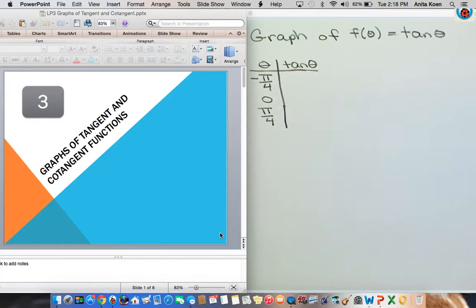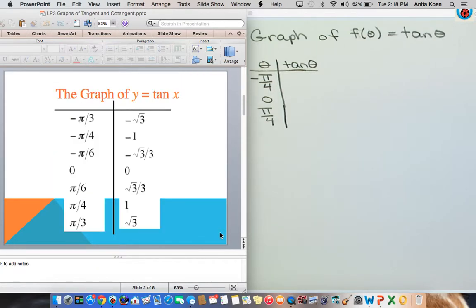This lesson is on the graphs of the tangent and the cotangent. Here's the table for y equals the tangent of x. These values have all come from our unit circle.